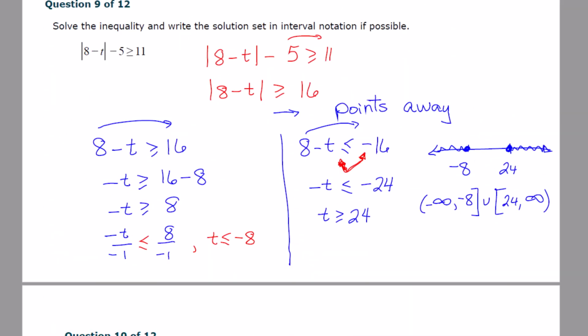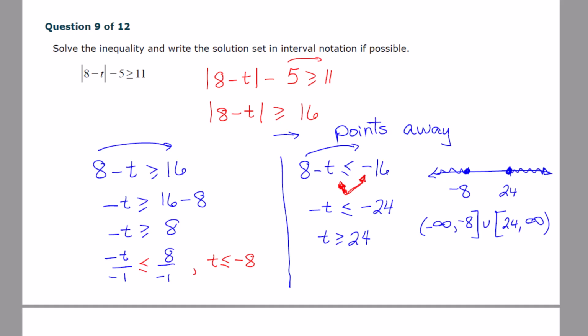Question 9. Looking at 9 here, again, I need to clean things up. So I'm going to move the 5. So that's 11 plus 5. That's where the 16 came from. It points away with the inequality, so I've got two separate problems. Let's see. If I move the 8, that's 16 minus 8 is 8.